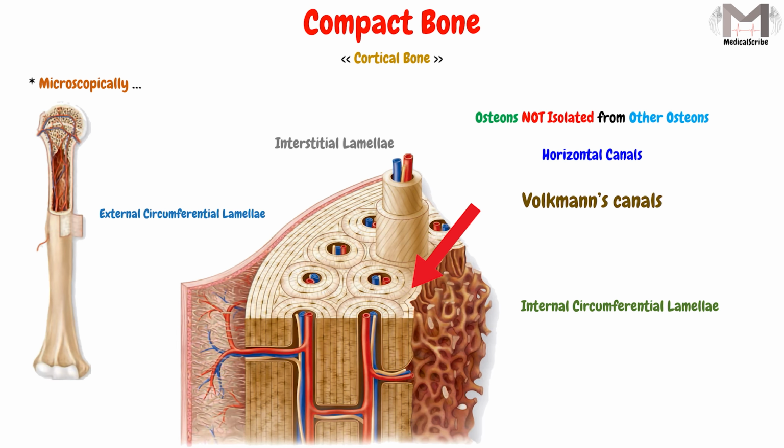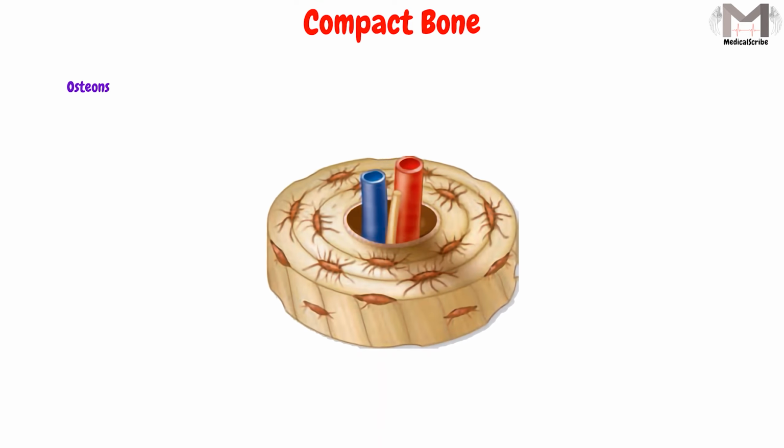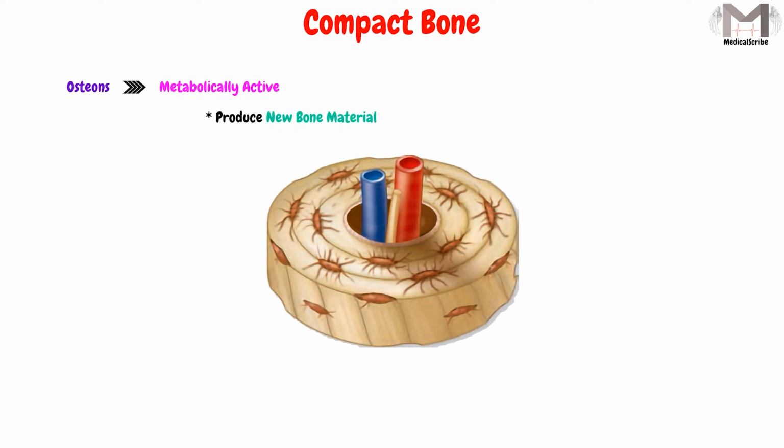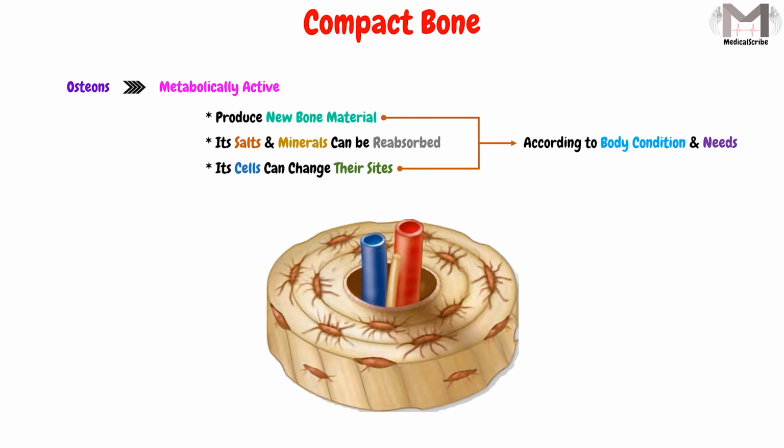Good. We also have to understand that those columns, or those osteons, are metabolically active. What does this mean? It means that the osteon can produce new bone material, its salts and minerals can be reabsorbed from it, and also its cells can change their site within it. All these changes make the osteons described as metabolically active. And all this happens according to the body's condition and its needs.